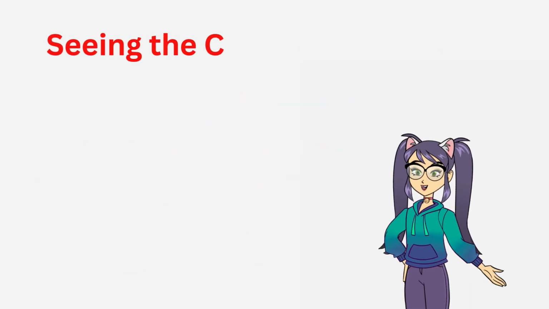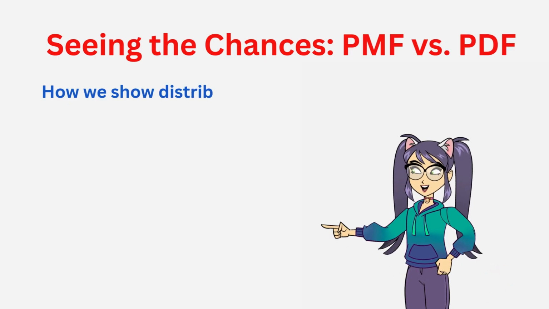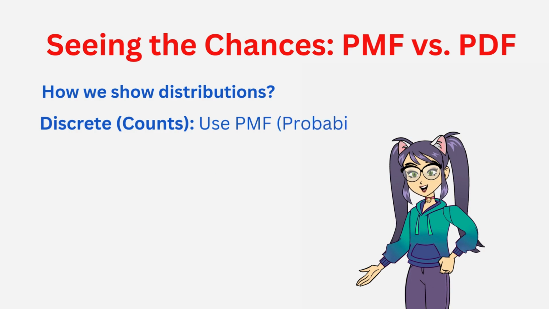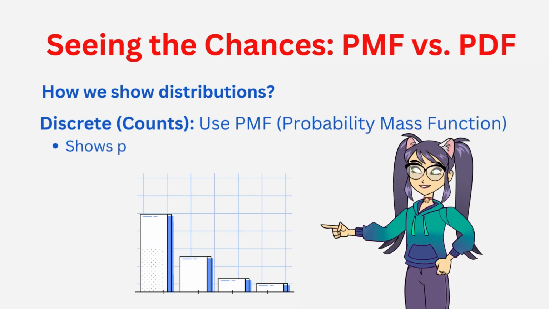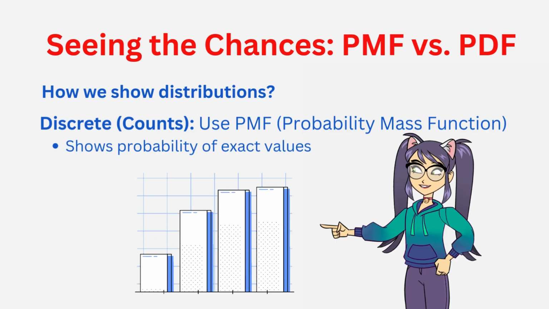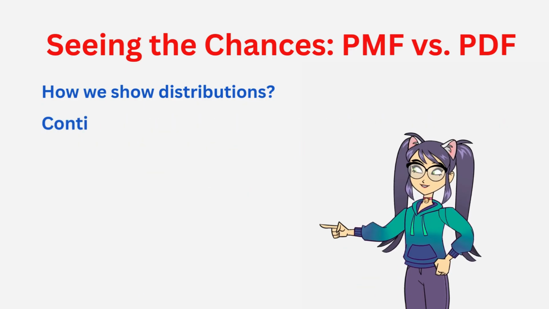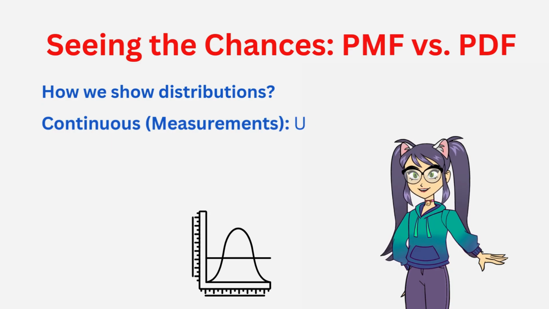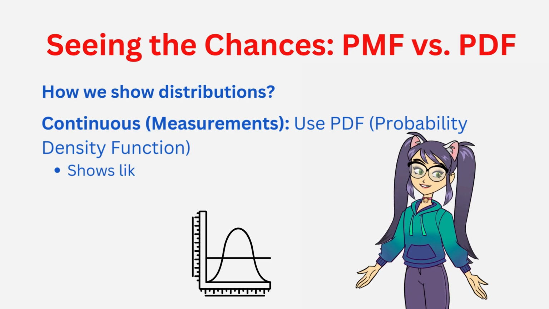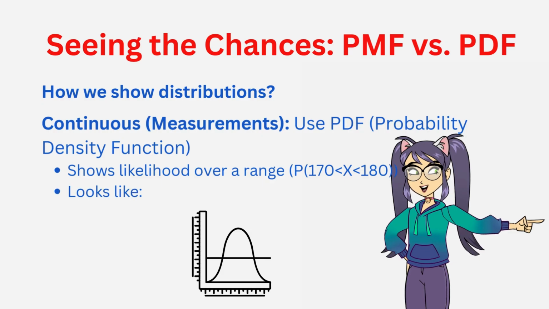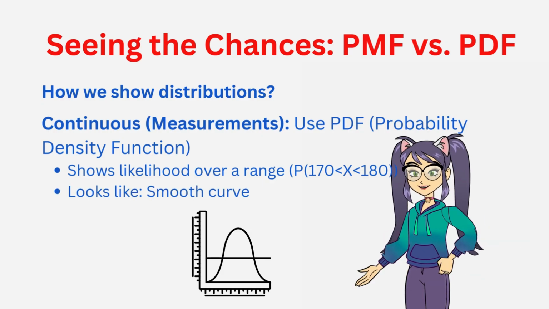So how do we actually see these distributions? Well, it depends if we're counting or measuring. For discrete things, like dice rolls, we use a PMF, or probability mass function. Think of it as a bar chart showing the exact probability for each specific outcome, like the chance of rolling exactly a 4. For continuous things, like height, we use a PDF, or probability density function. This is usually a smooth curve. It doesn't give you the probability of being exactly 175 centimeters tall. That's technically 0, but it tells you the likelihood of being within a certain range, like between 170 centimeters and 180 centimeters. Bar chart versus curve.